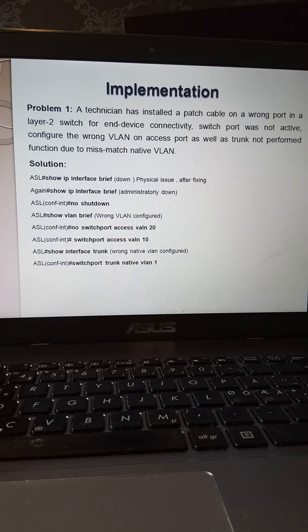Now we come to show vlan brief. We know that the port was configured with the wrong VLAN. So we use no switchport access vlan 20, and the right VLAN is 10. We configure this port on the right VLAN. After that, we check show interface trunk, which was not configured correctly. We get the message of misconfigured VLANs, so we can fix it by using switchport trunk native vlan 1.